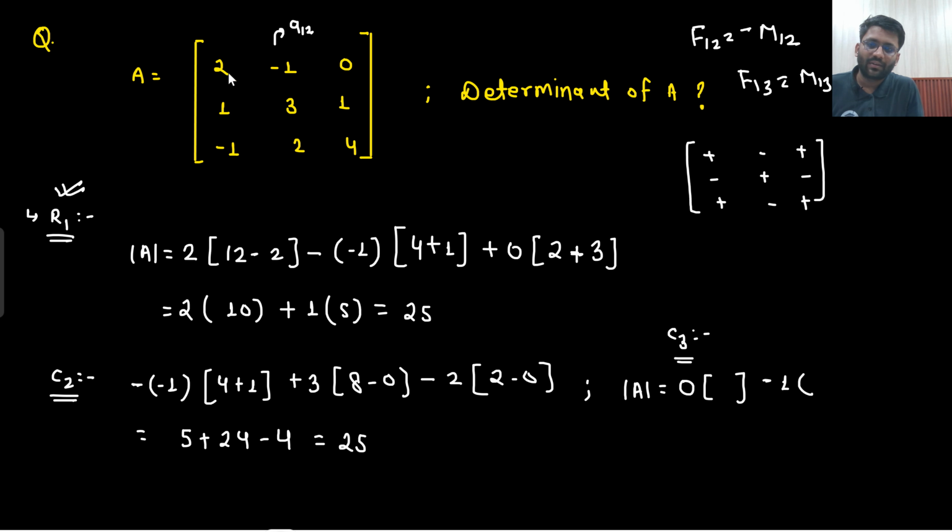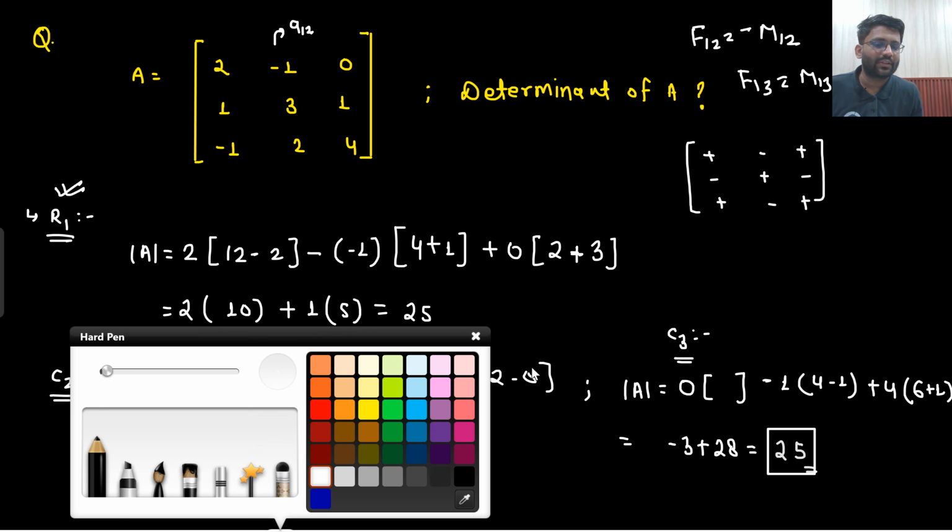Then I can find out the minor. This and this will be blocked. So 2 into 2 is 4, minus 1 into minus 1 will be 1 only. Then plus minus plus. So this and this will be blocked. So 6 minus 1, 7. 6 minus of minus 1. So this will become plus. There you go. What you are getting? This is minus 3 plus 28. So that will be 25. This is the answer.